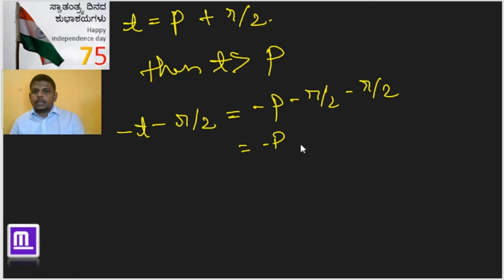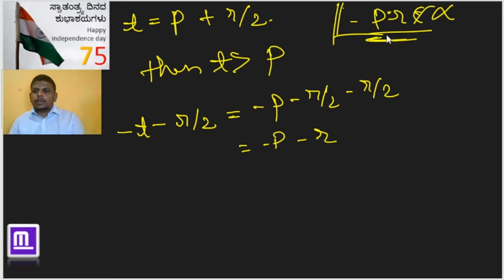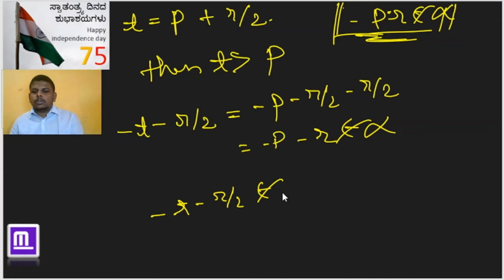So minus p minus r. This is the r which, I didn't mention that, is such that minus p minus r does not belong to alpha. Okay, so this is one of the hypotheses for this statement also. Now we managed to show that minus t minus r by 2 does not belong to alpha, because this does not belong to alpha, and this also does not belong to alpha. Therefore, t belongs to beta.